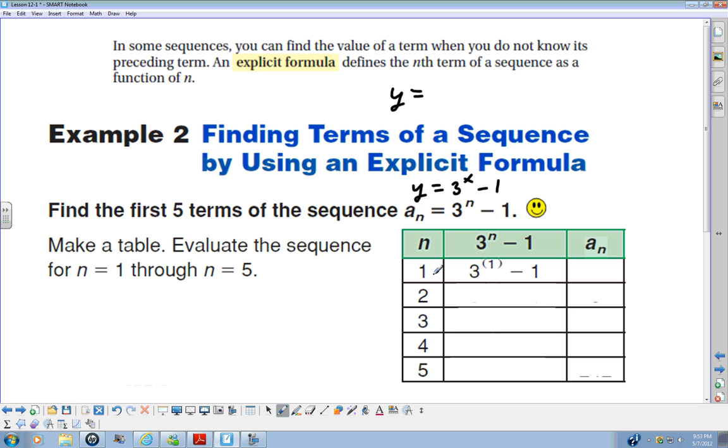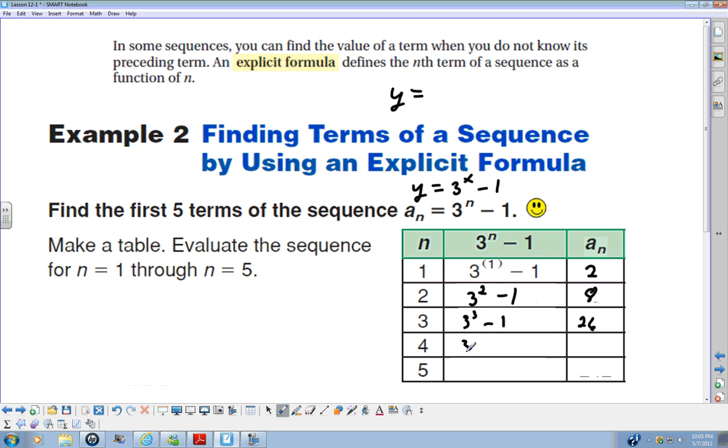So in this case, to find the first term, we put 1 in for n, so we have 3 to the first minus 1, which would be 2. Then we'll do 3 to the second power, and 3 squared is 9, minus 1 is 8. So then to find the third term in the sequence, we just put 3 in for n. So we have 3 to the third, so 27 minus 1 is 26.